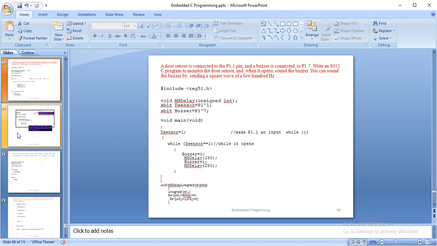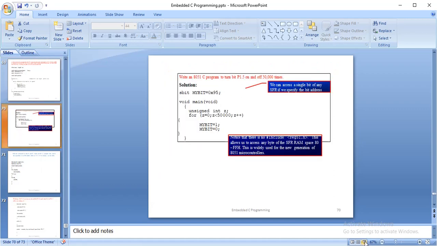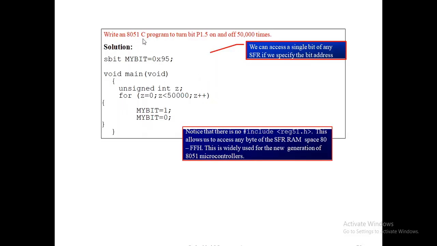The next program, third program: write an 8051 C program to turn bit P1.5 on and off 5000 times. It is easy. Yes, bit, my bit 0x95 is assigned with my bit. I am not using P1 cap 5, instead of P1 cap 5 I am using 0x95. Here I am not using any header file because I am not using any of the SFR registers. That's why no need to declare the header file.